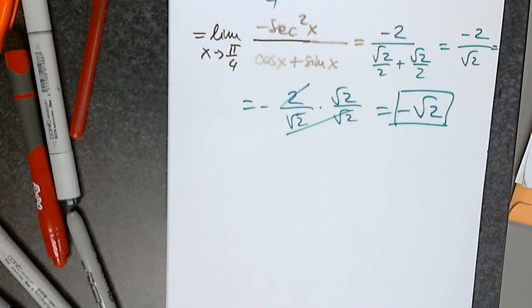L'Hopital's rule is very useful in these situations. Very useful. Very good. How do you change the calculator from degrees to radians? Go to mode, and you change it.